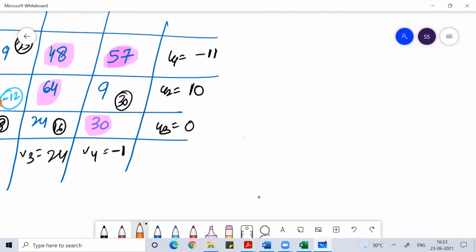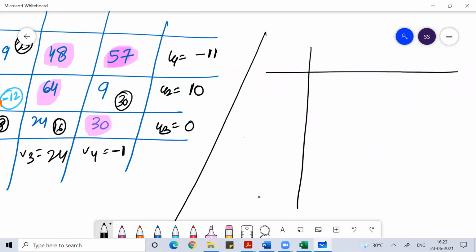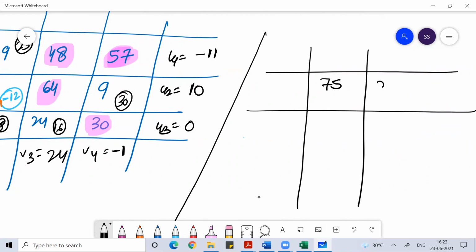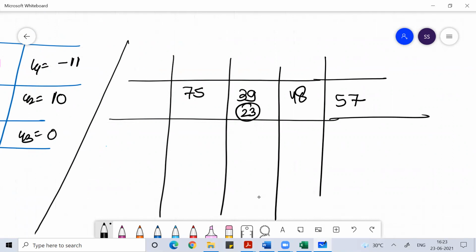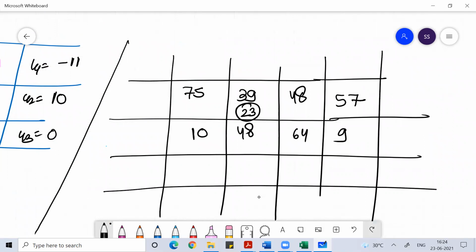So if I do this, if I write the values again: 75, then 39, allocation was 23, then 48, then 57, then 10, 48, 64, 9, then 0, then 50, then 24, and then 30.